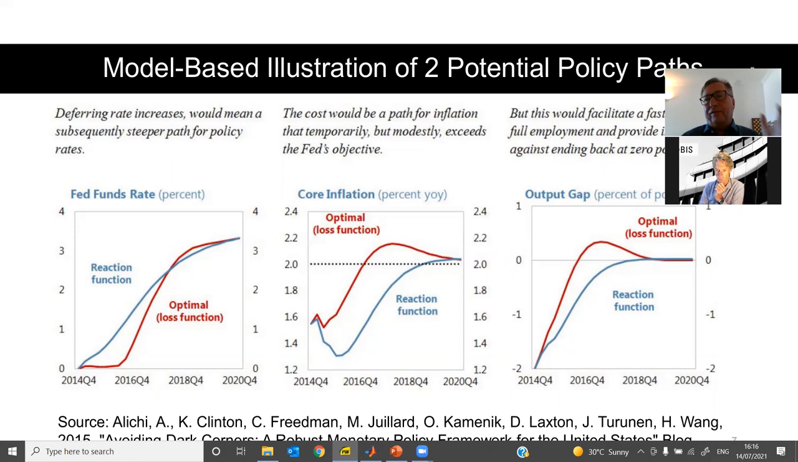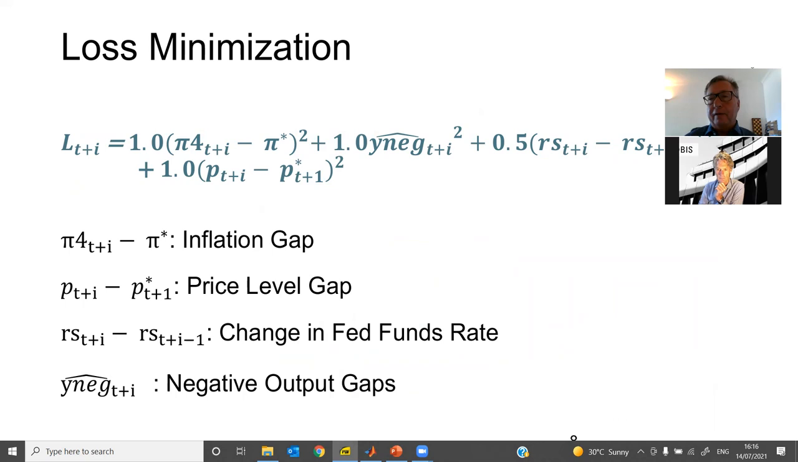Now, for drawing the line for the interest rate, the Fed funds rate, we're going to be using a loss function minimization approach. So we're going to be minimizing this loss function given a structure of the economy, given certain assumptions about what shocks are, what the starting point value for the economy is, all those things. We're going to draw the optimal path for the interest rate that gets us our desirable objectives.